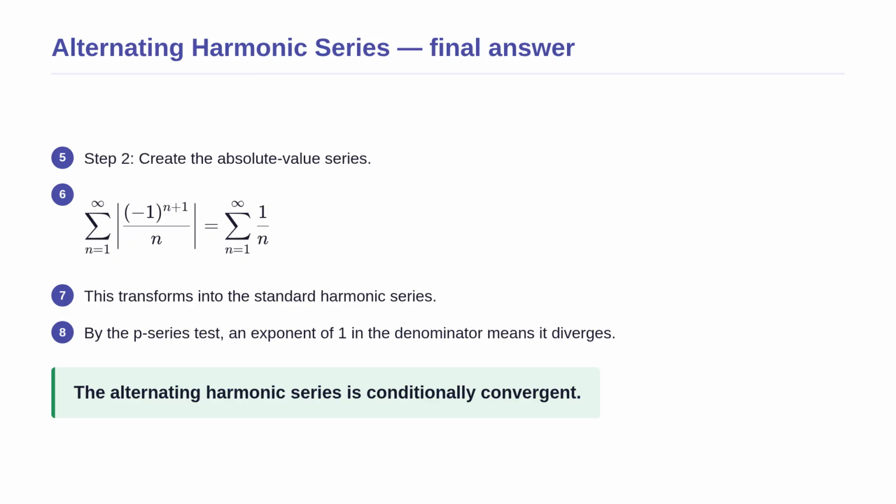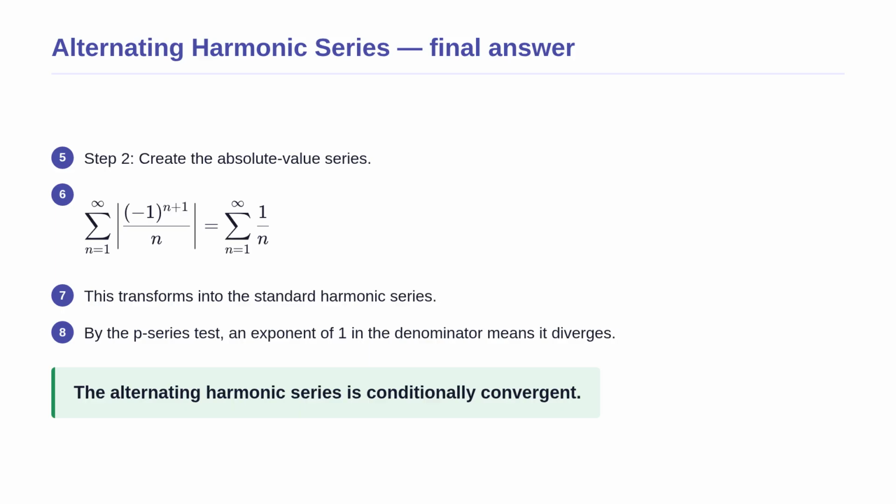Moving to step 2, we create a new series by taking the absolute value of the original terms. This removes the alternating signs completely. As you can see, the series transforms into the standard harmonic series, the sum of 1 over n.